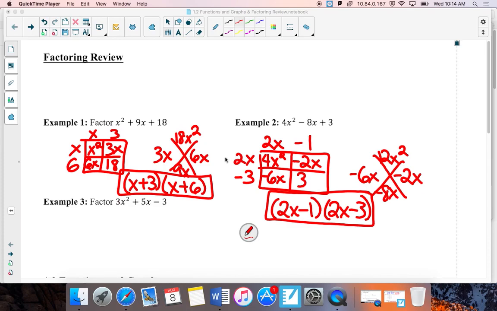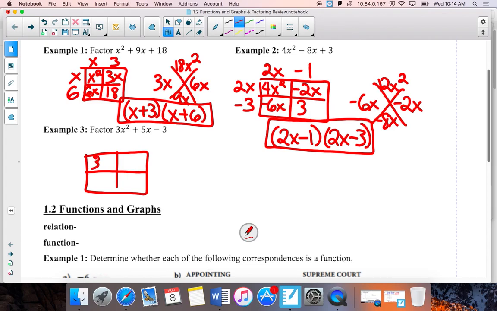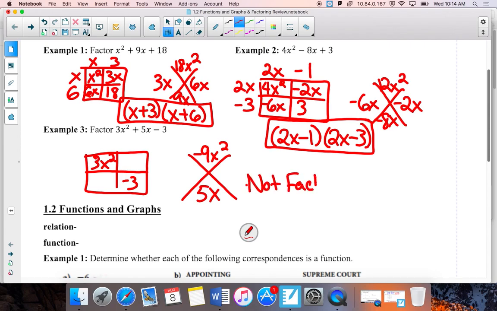Now for example 3, if we go to set up our Xbox, we put 3x squared in the top left, negative 3 in the bottom right, 5x in the bottom of our X, and then negative 9x squared. But do we have any factors that can multiply to negative 9 and add to 5? We do not. So then this is not factorable.